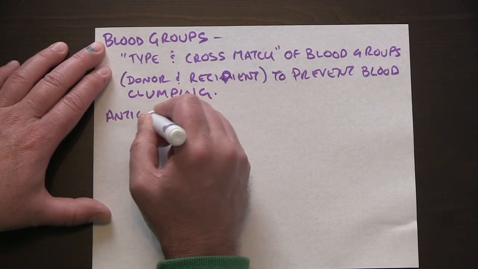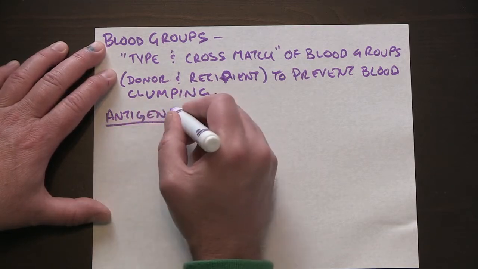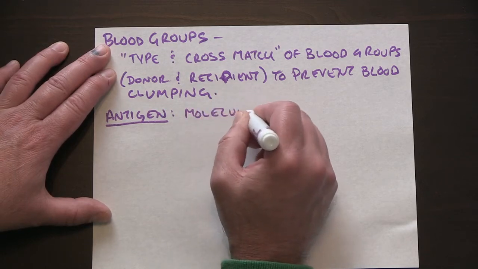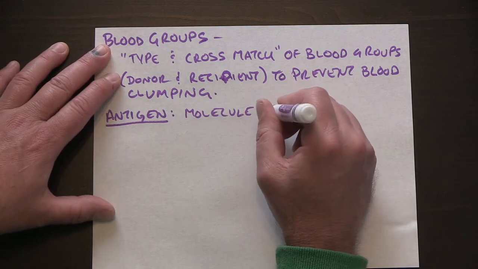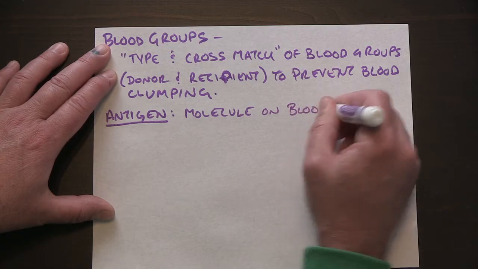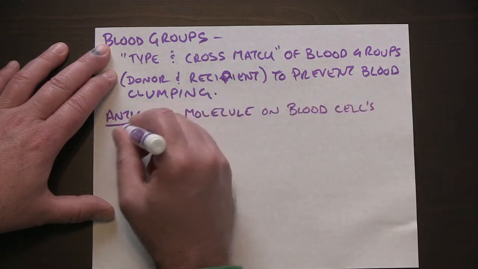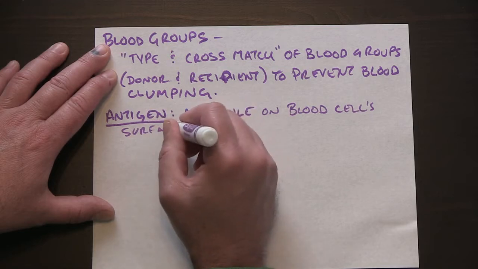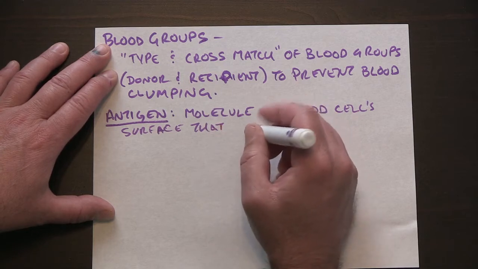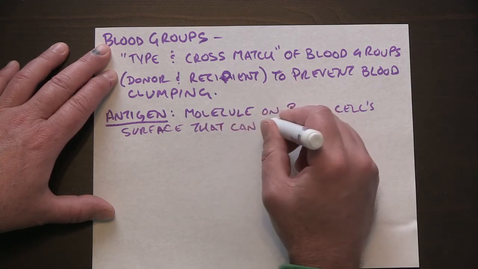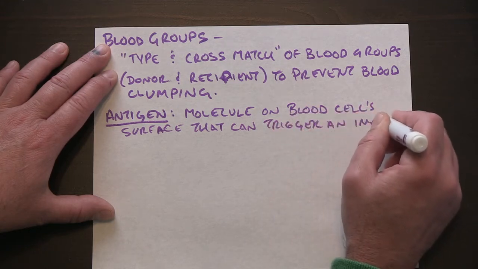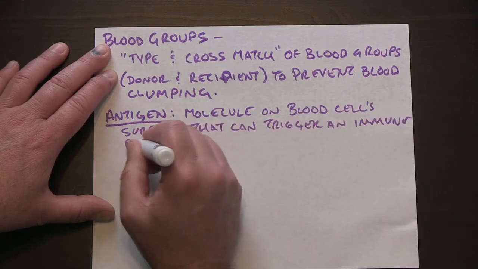So on the outside of cells, including blood cells, you have what are called an antigen or antigens. And this is a molecule on the outside or the surface, let's just keep it to blood for right now, on a blood cell's surface. And it can promote, or trigger, an immune response.